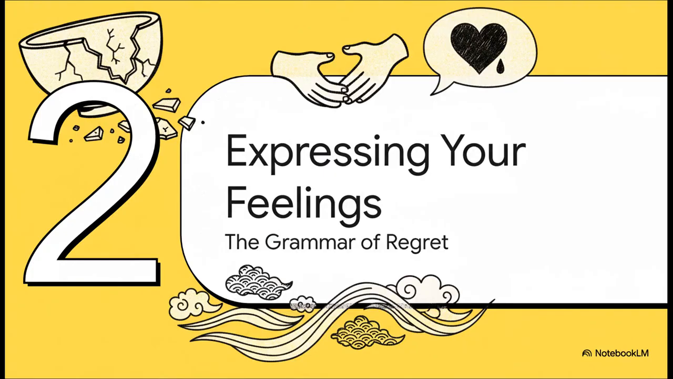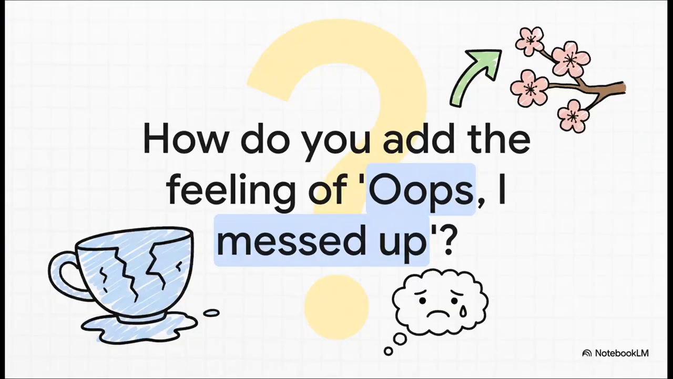But of course, just stating a fact isn't enough. I mean, you broke it. So now it's time to take responsibility, and even more importantly, to express the right emotion. And this is where we get into what I like to call the grammar of regret. You know, just saying, "I dropped the cup," can sound a little cold, a little too factual. So how do you add that layer of nuance? That feeling of, "Oh no, I can't believe I did that." How do you make it really clear that you feel bad about it?